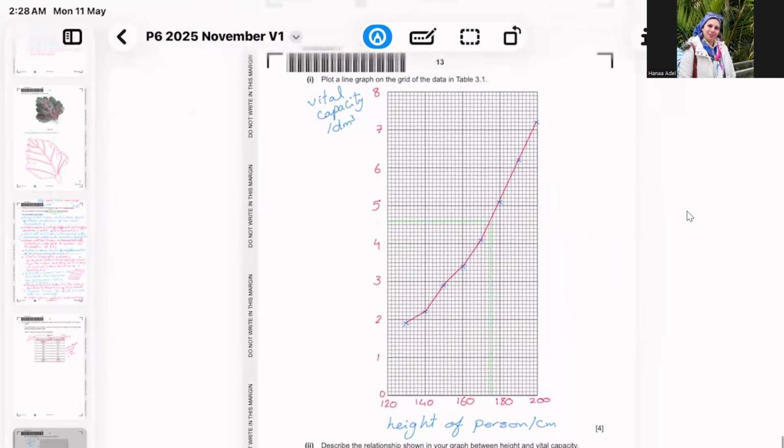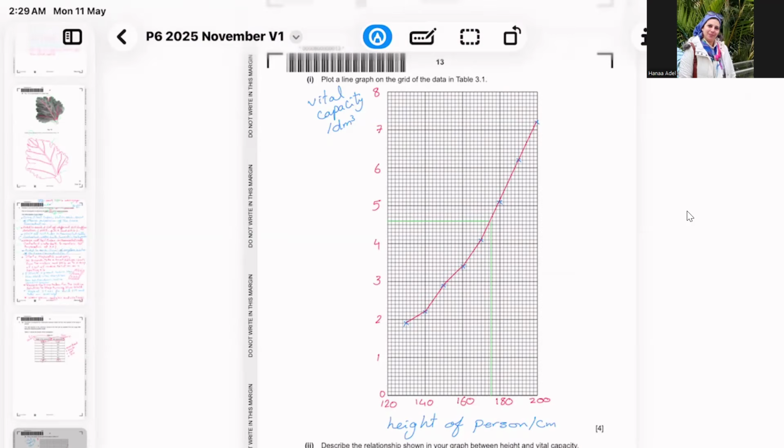Okay. Height of person in centimeter should be written on the x-axis, and the vital capacity in decimeter cube on the y-axis. So I divide the values. It is not necessary to start with 0. So you can start from 120, 140, 160, 180, and 200. This is for the x-axis. So it's okay to start within the scale that you want. And the y-axis starts from 0 till 8. So it depends on the scale of each one, so maybe the independent and dependent variable do not start with the same value.